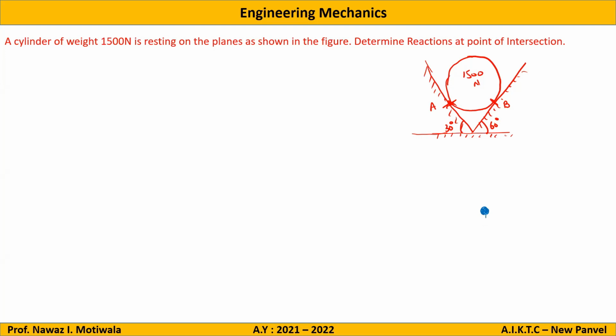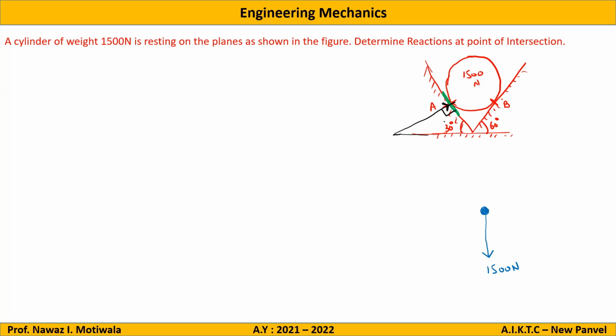Self weight will always act vertically down, and the value is already given as 1500 Newton. So I will write it as it is. Now I want your concentration here. Is this a surface A? Yes, sir. So it will exert some reaction on the body. By basics we know that reactions are always perpendicular to the surface and from the surface to the body.